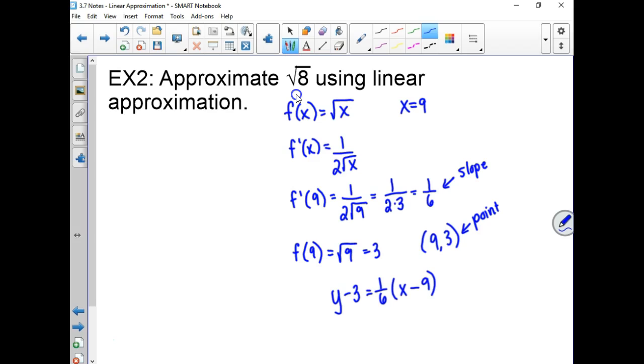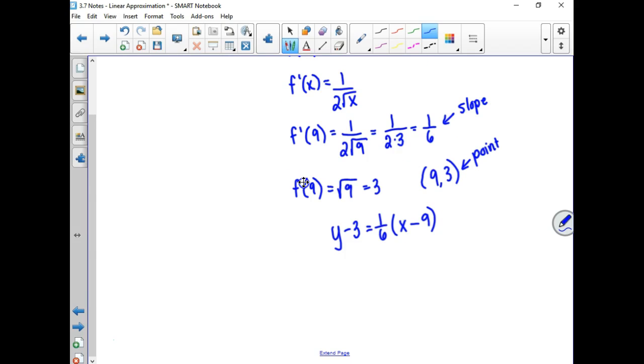All right, questions here? Okay, so then we just take 8 and plug it in. So y minus 3 equals 1/6 times 8 minus 9. So y minus 3 equals 1/6 times negative 1. So y minus 3 equals negative 1/6. We'll add the 3.